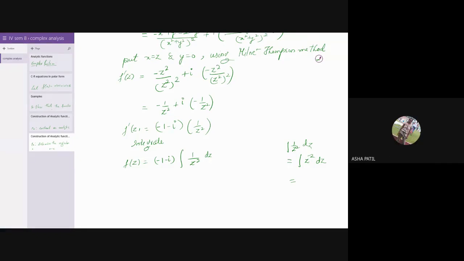Yes. Z raised to minus 1 divided by minus 1, you can write it as minus 1 divided by z. So minus 1 minus i is kept as it is. Integration of 1 by z square is minus 1 by z, plus we'll add a constant c. Now since this constant will be associated with the real part, we'll be adding just c there. Now here it is 1 plus i divided by z plus c. That is our f of z.